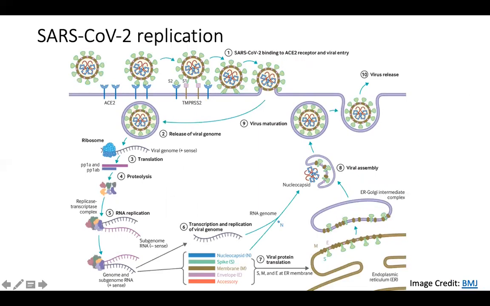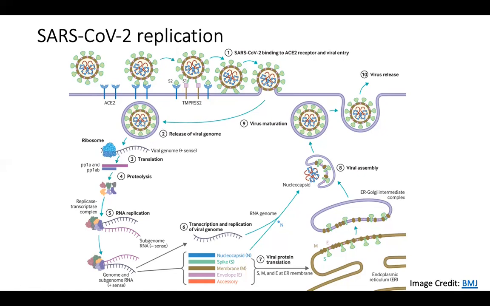This image is just showing an overview of SARS-CoV-2 replication, which you've seen before. So let me just review briefly. Here's the SARS-CoV-2 virion binding to the ACE2 receptor and entering the cell. Once it gets into the cell, the genome is released. Remember, the genome is RNA.